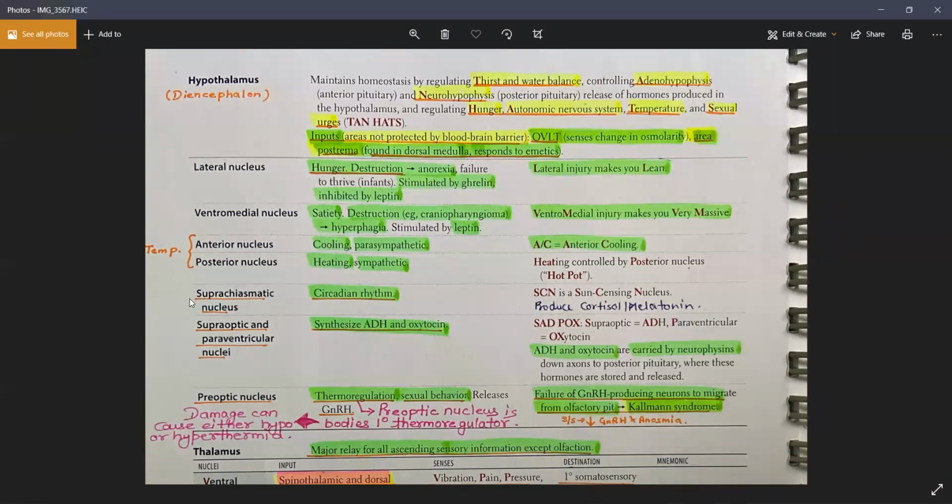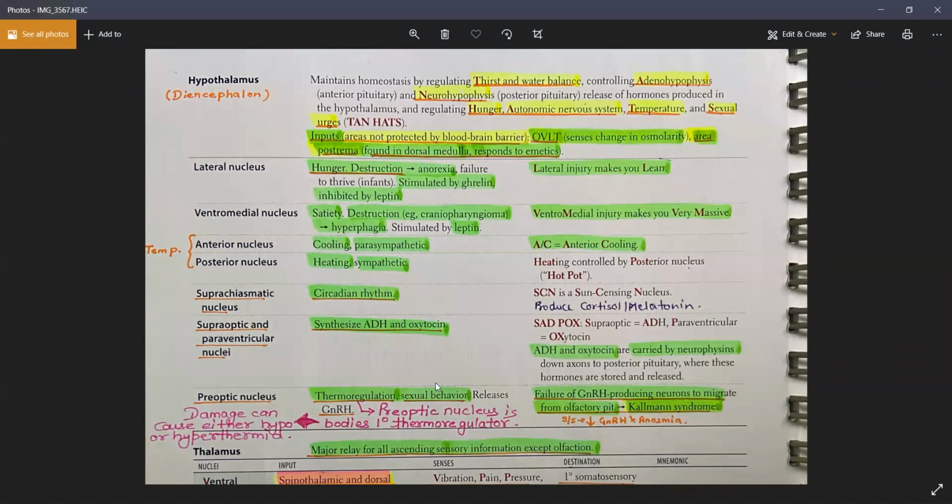Then you have the suprachiasmatic nucleus in the hypothalamus, which is responsible for circadian rhythm. We have discussed that already. You have the supraoptic and paraventricular nuclei, and you already know about them from the endocrine section, that they are responsible for ADH and oxytocin. You have the preoptic nucleus, which is involved in thermoregulation. So the anterior, posterior and preoptic nuclei are all responsible for thermoregulation. Whenever you have damage to that area, you cannot maintain body temperature. It can cause either hyperthermia or hypothermia.